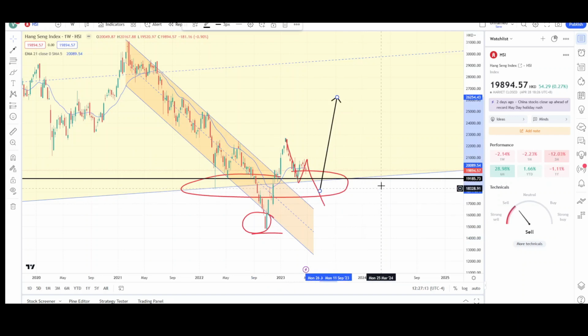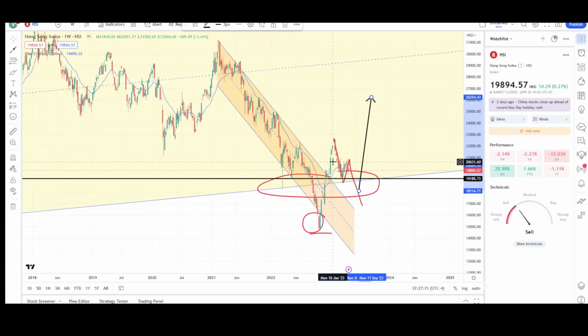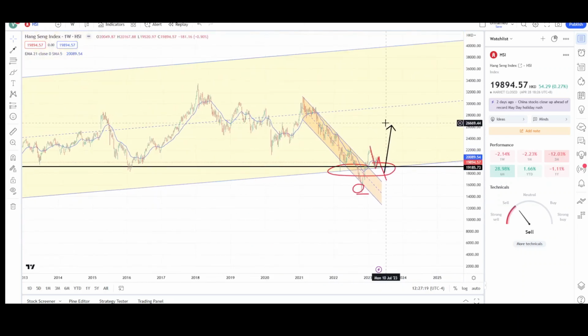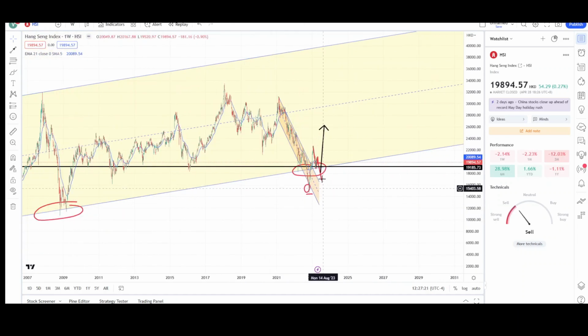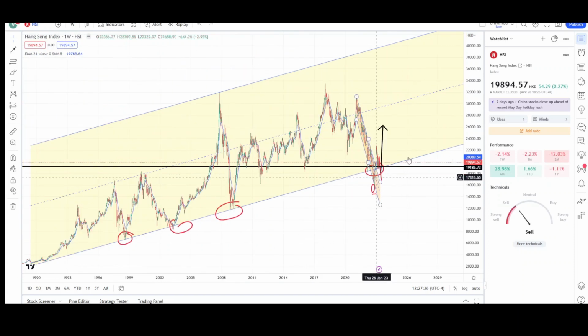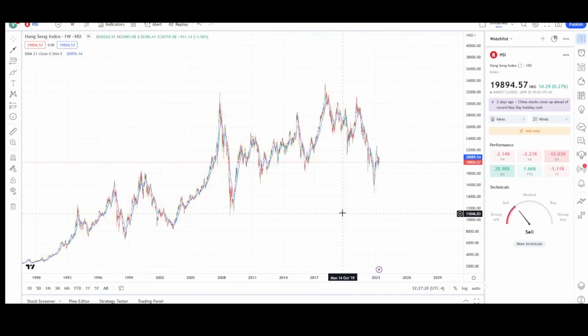So that's how I'm looking at the HSI. It's probably going to be more clear in the coming weeks, but as of right now, it's looking bullish, and I'm looking for those higher price targets. But in the short term, we could see continuation to the downside, but medium to long term, this is looking pretty good. So that's all I have for HSI this week.